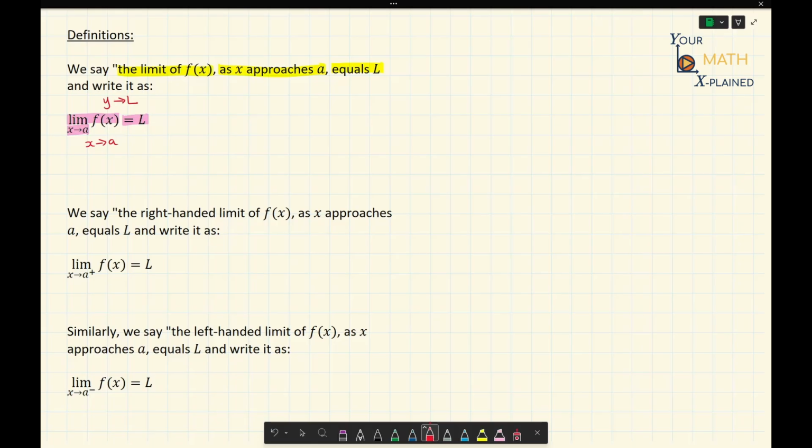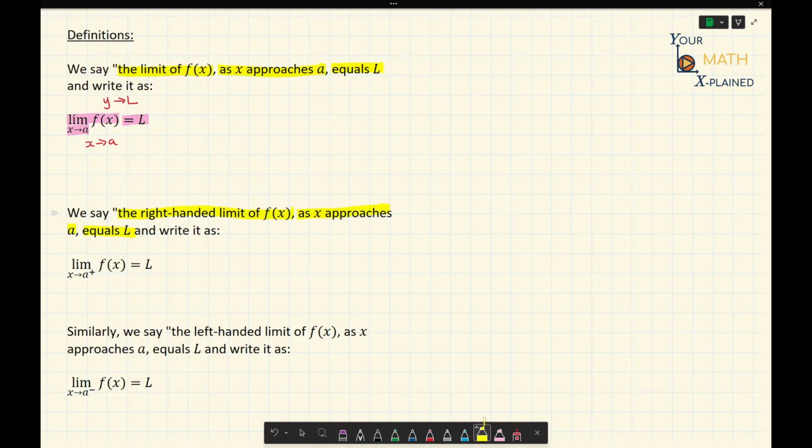Now, before we hop into an example, we're going to take a look at one additional definition, which is the left-hand and the right-hand limits. They're basically identical. The only difference is that for the right-hand limit, we have a little plus sign here, and then for the left-hand limit, we have a little minus sign. So for example, we will say the right-hand limit of f of x as x approaches a equals L, and this is how we would write it.